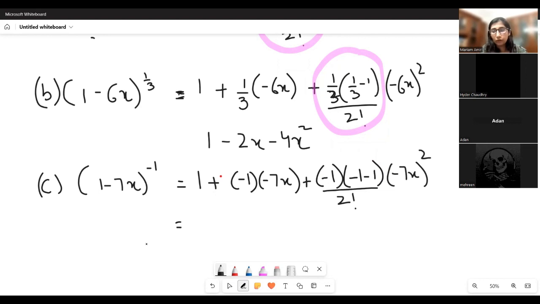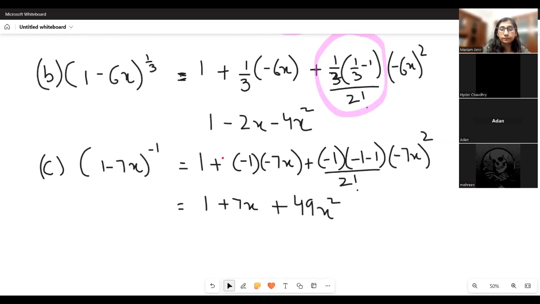So we have 1 plus 7x plus minus 1 times minus 1 minus 1 times 49 divided by 2 factorial. I'm getting 49 x squared, which is correct. Okay.